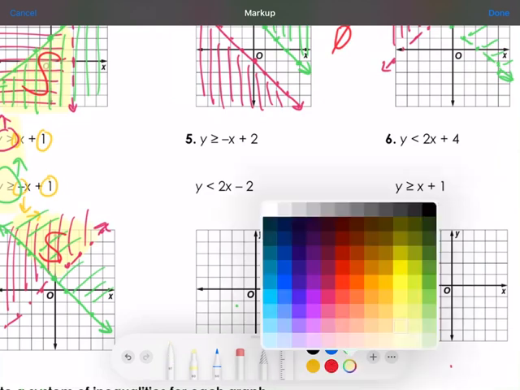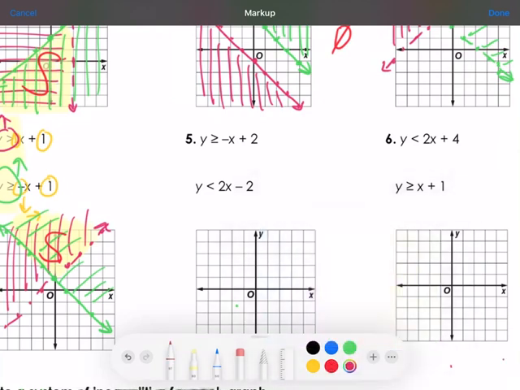Okay, next one. This is also in slope-intercept form, which is good. My intercept is 2 and my slope is negative 1. So I'm going to start at 2, and I'm going to go down 1 over 1. For a negative slope, it should be going down and then up this way. Since y is greater than or equal to, it's a solid line. And since y is greater than, it's going up.